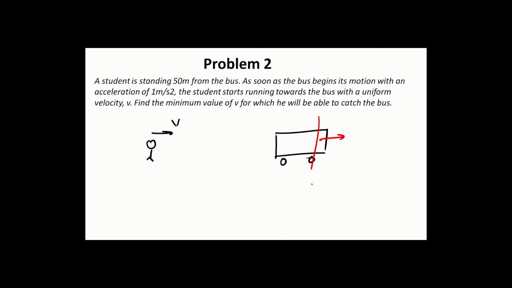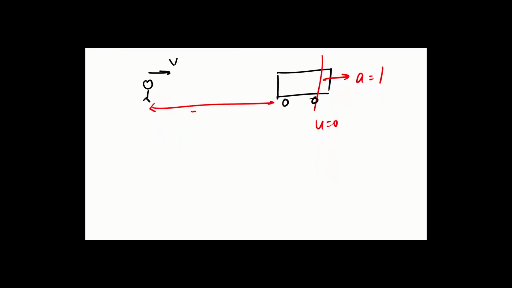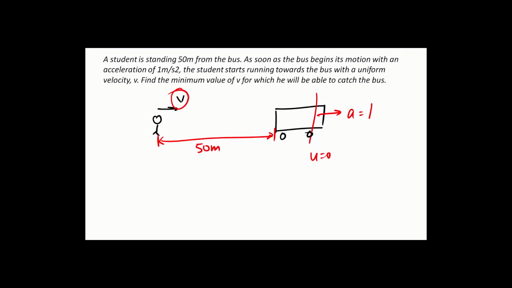So here's the bus, and here is our student, who is running there with constant velocity v. What's happening to the bus? The bus starts from rest and it's accelerating with 1 meter per second square, and we have to find that if the initial distance between them was 50 meters, what should be the minimum velocity v such that he'll be able to catch the bus. So whenever this type of problem comes, you know what to do. Take a final case. So let's say they meet at this point here.